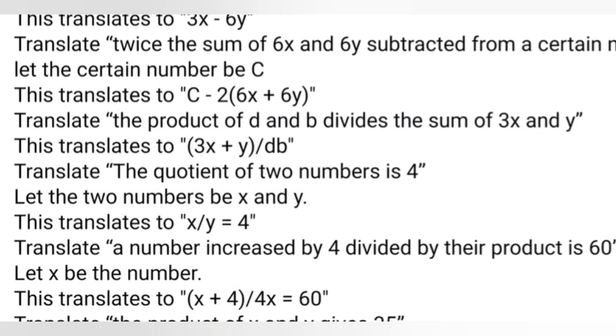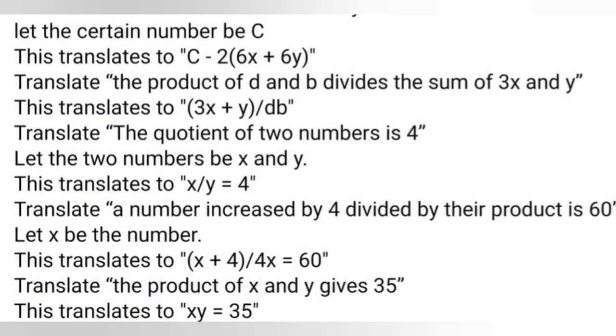The quotient of two numbers is 4. So that means let the two numbers be x and y. So we say x over y is equal to 4. Okay? Why is there an equal sign there? Because of the word "is." The quotient of two numbers is 4.